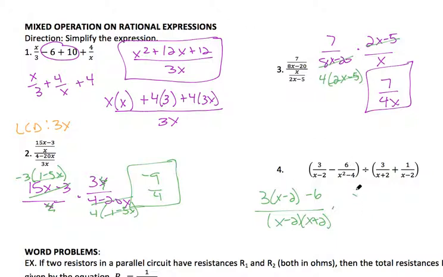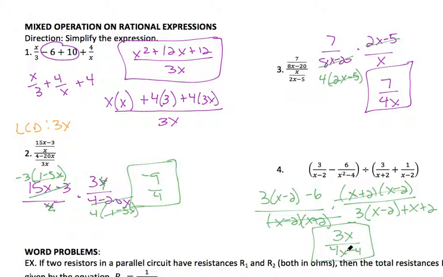Okay, so then what I really have is x plus 2. If I simplify all of that, okay, what happens is this cancels right here with this. My final answer is 3x over 4x minus 4. Okay, and that's it.